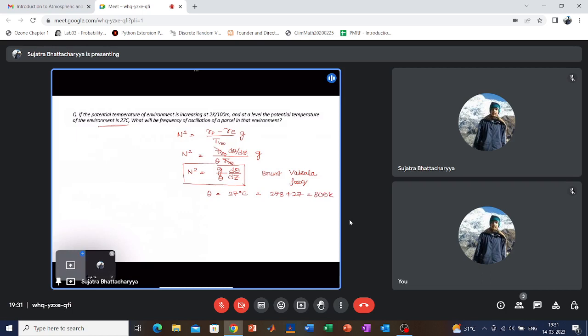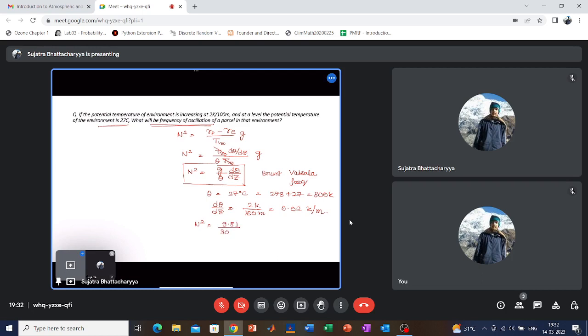And if the potential temperature of the environment is increasing, so d theta by dz is 2 Kelvin per 100 meter, or 0.02 Kelvin per meter. As you can see, it is increasing, therefore oscillation will be there, right? That's why this question also says frequency of oscillation. It's a stable environment because d theta dz is greater than 0. Just as we have seen, therefore N square will be equal to 9.81 divided by 300 into 0.02.